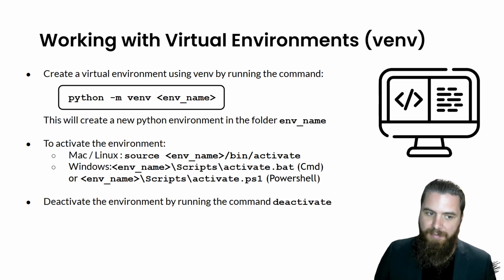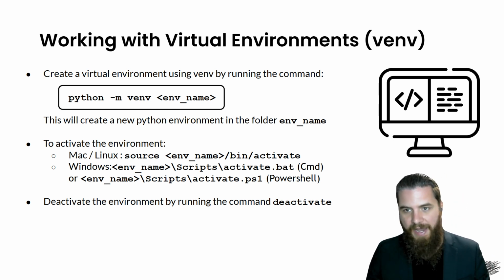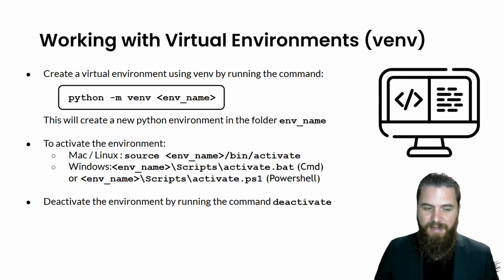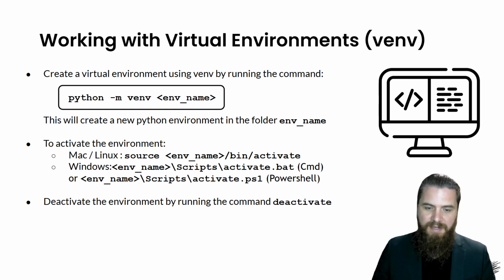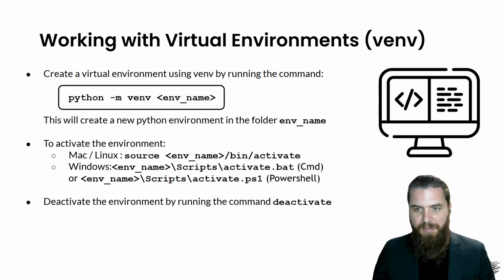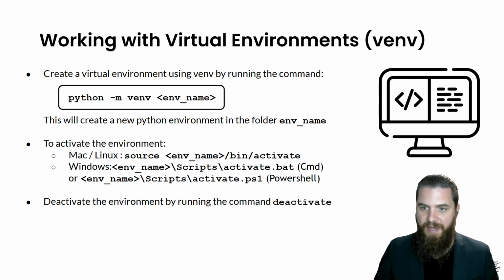On Mac and Linux, to activate them, it's a little bit different than on Windows. So on Mac, you're sourcing this activate file, which is in the bin directory of the environment you create. Whereas in Windows, if you're using the command prompt, it is in this Scripts directory, and it's a .bat file. And if you're using PowerShell, virtualenv will actually create a .ps1 PowerShell script. Okay, so that's what that looks like.